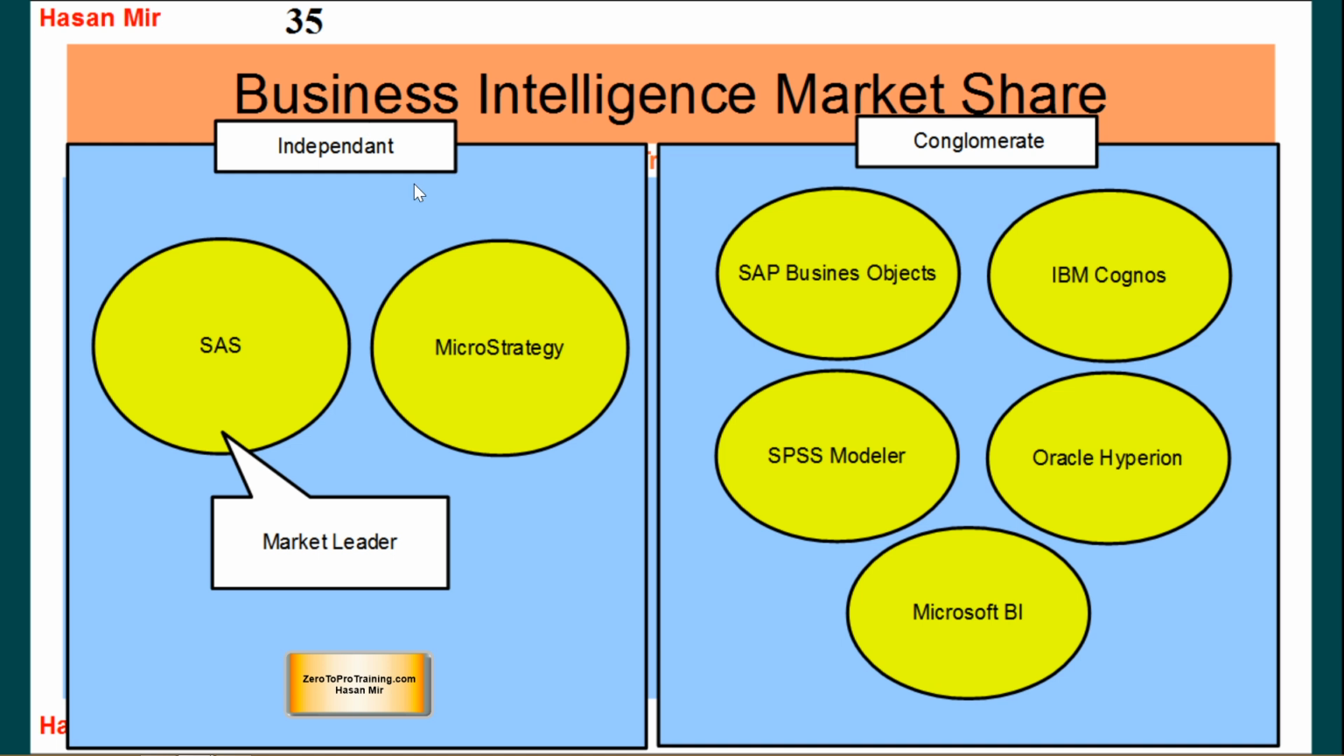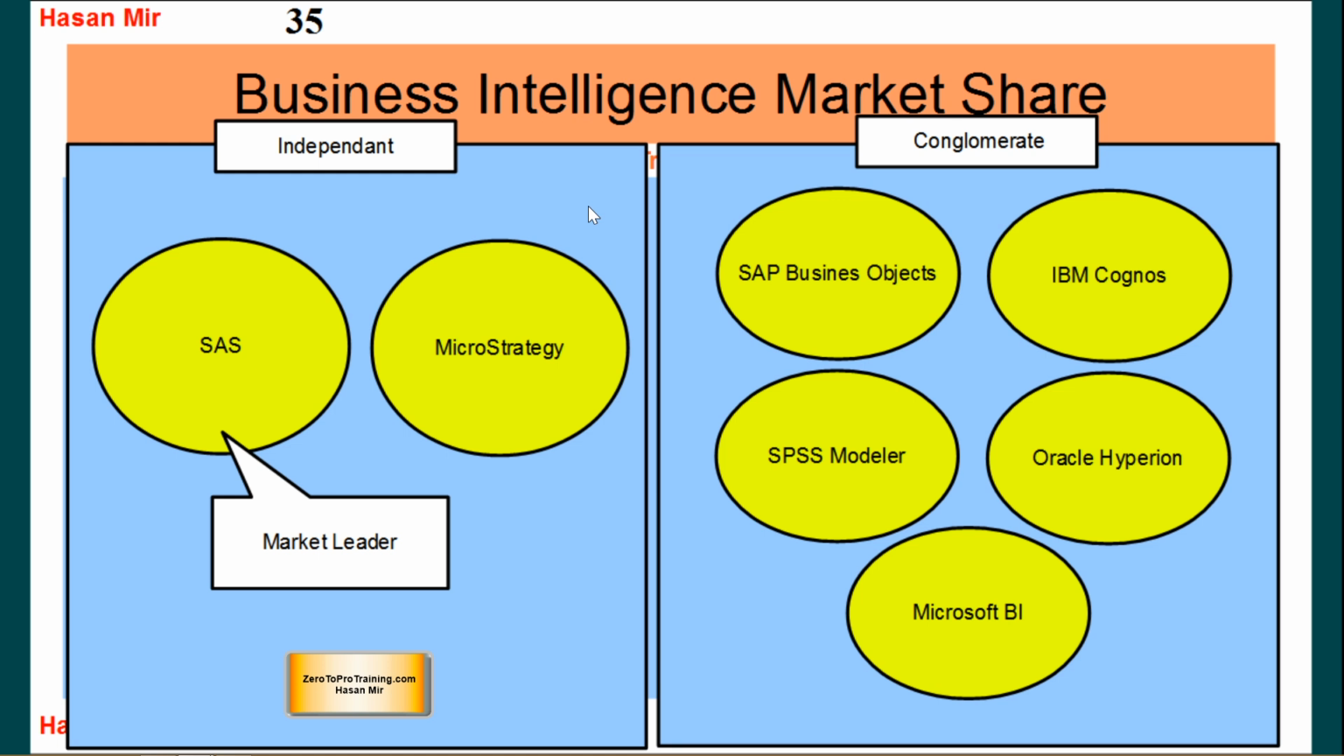However, these companies are not really specialized only in business intelligence. They deal with tons of other software as well, like ERP and databases, for example. So in competition, we have MicroStrategy, SAP Business Objects, IBM Cognos, Oracle Hyperion, SPSS Modeler, and Microsoft Business Intelligence. Most of these products are purchased by these companies like SAP, IBM, and Oracle.